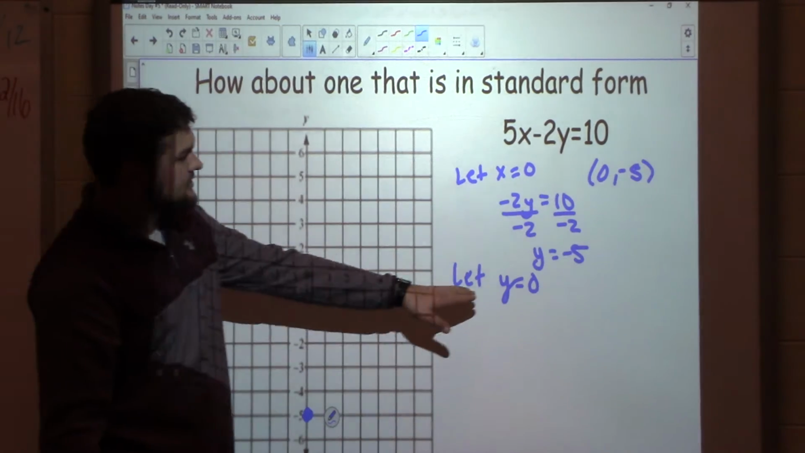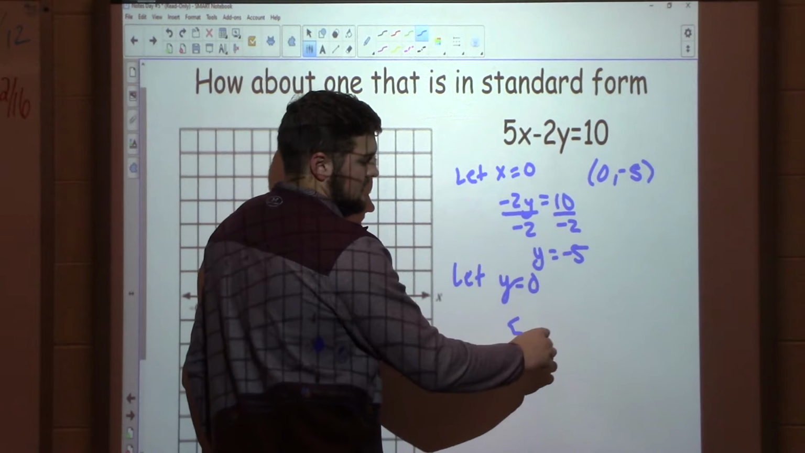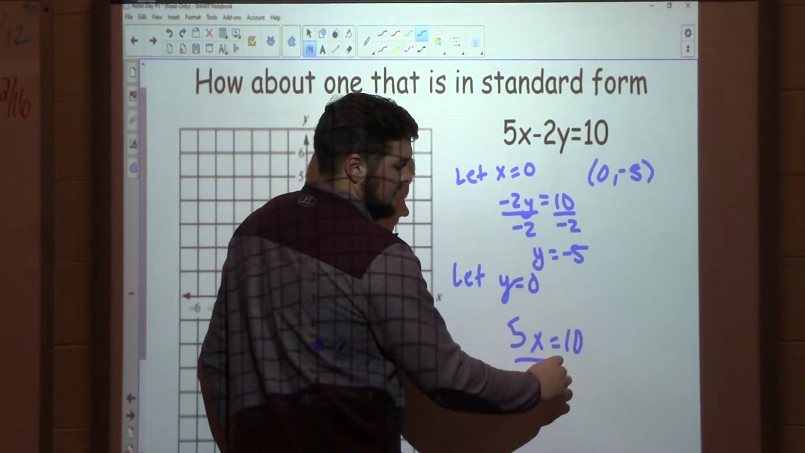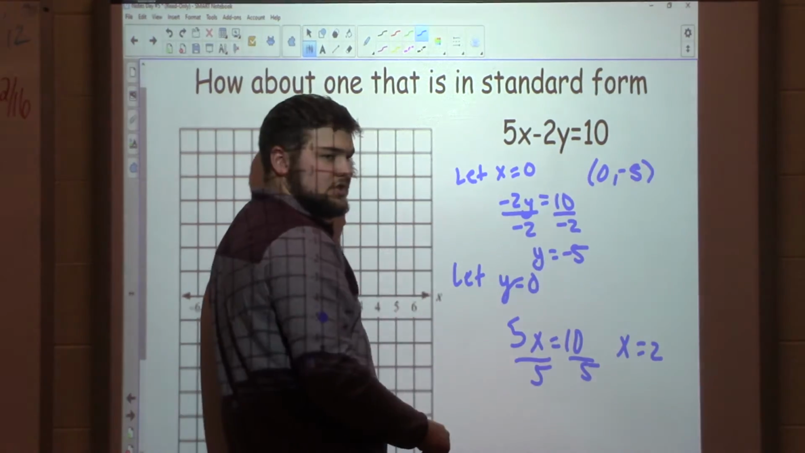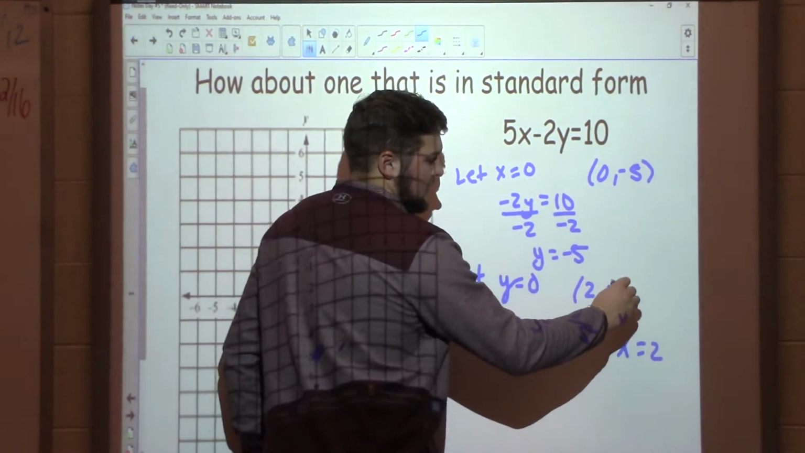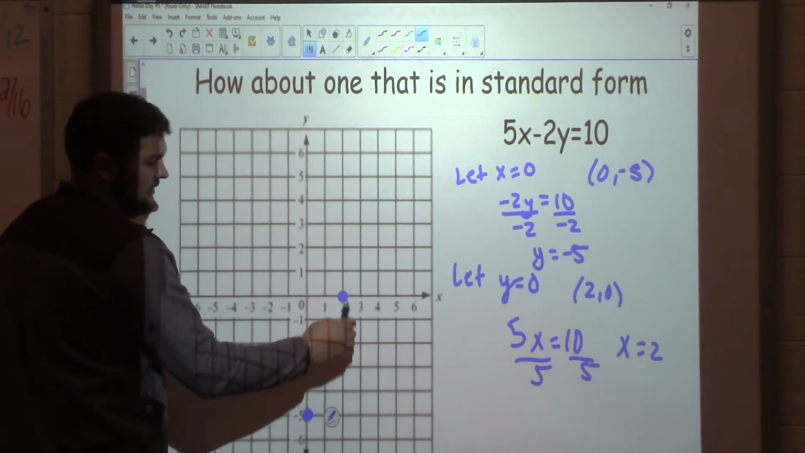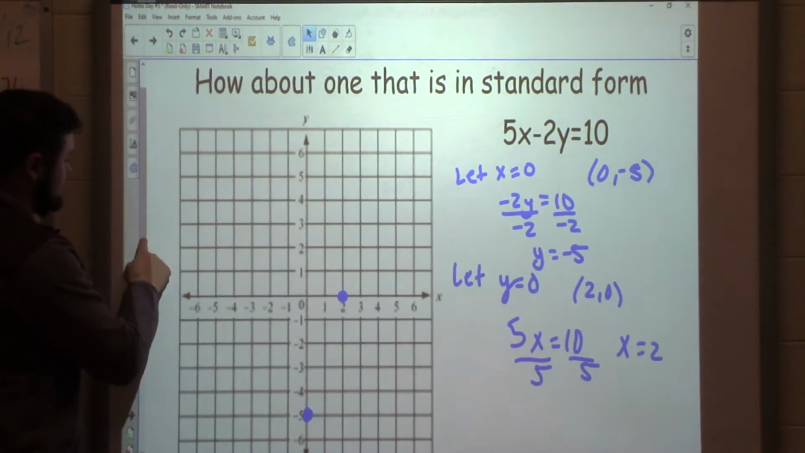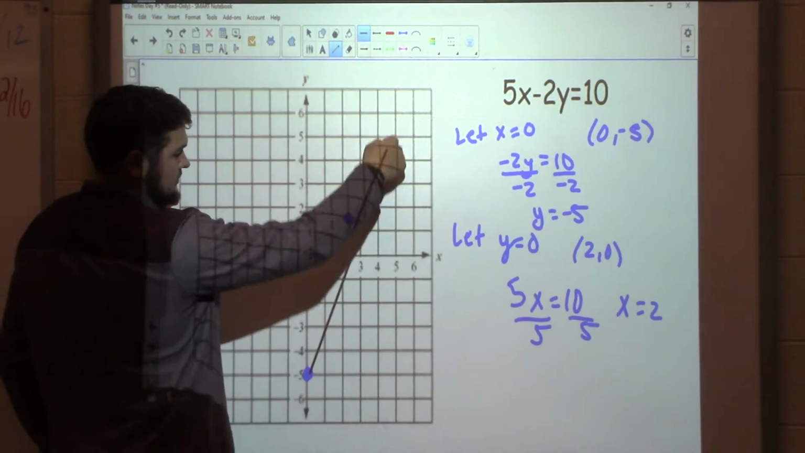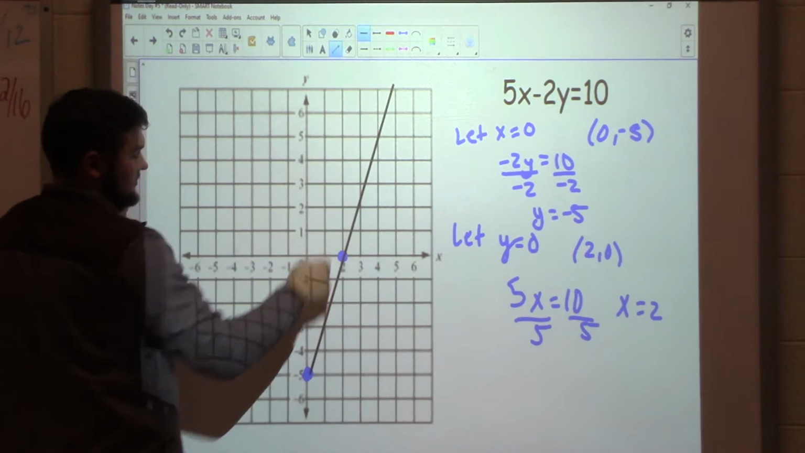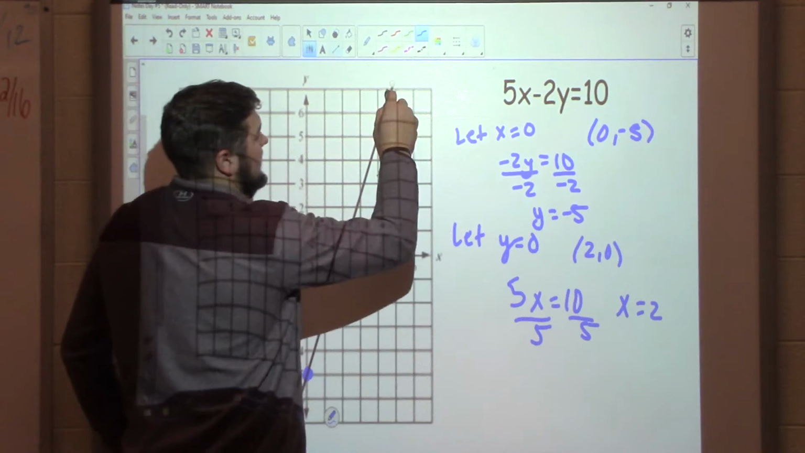If I let y equal 0, that -2y gets covered up, I'm left with 5x equals 10. Divide by 5. I get x equals 2, so (2, 0) would be my other point. At (2, 0), I'd put a point, and I can officially draw my line at this point. Do not forget to put your arrows at the end.